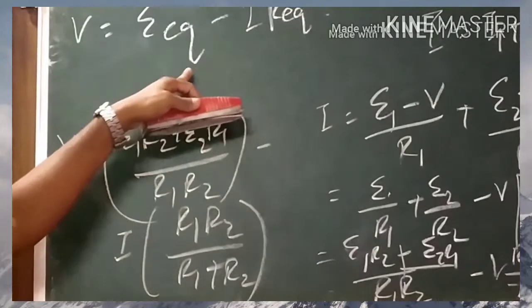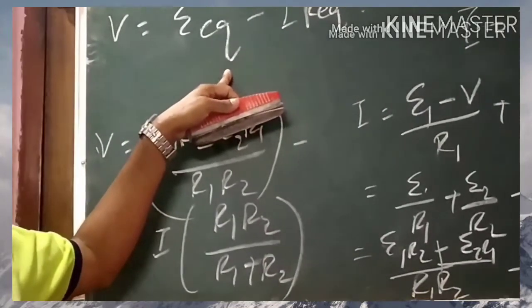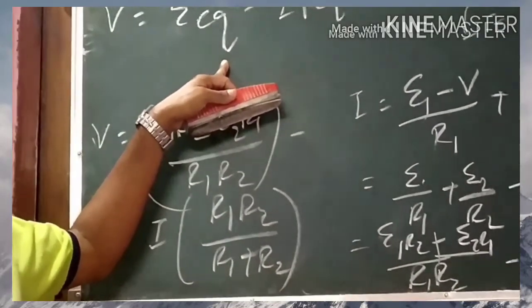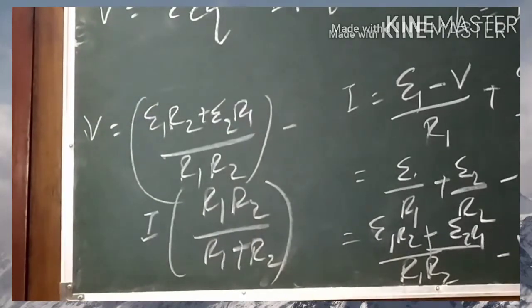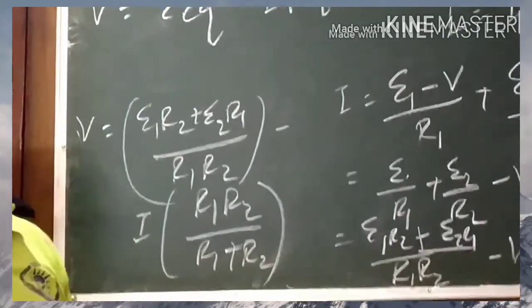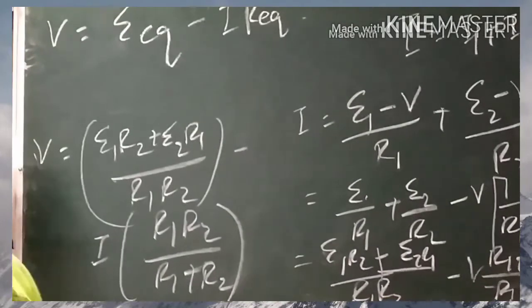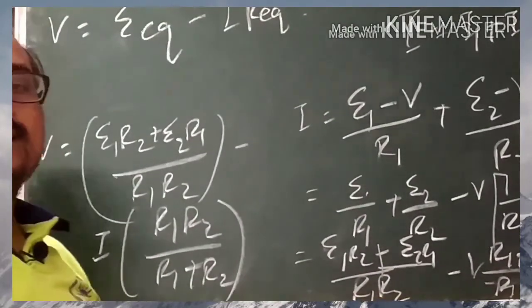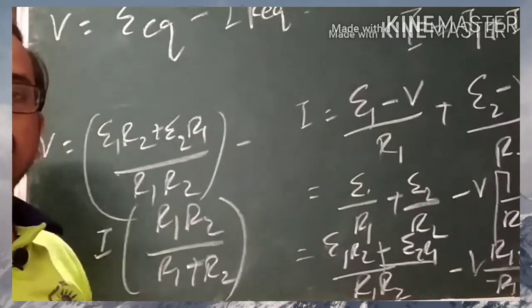So cells can be arranged in two ways, either in series connection or in parallel connection. Today we have discussed the cell's internal resistance, electromotive force, and cells in series and cells in parallel. So that is all for today.